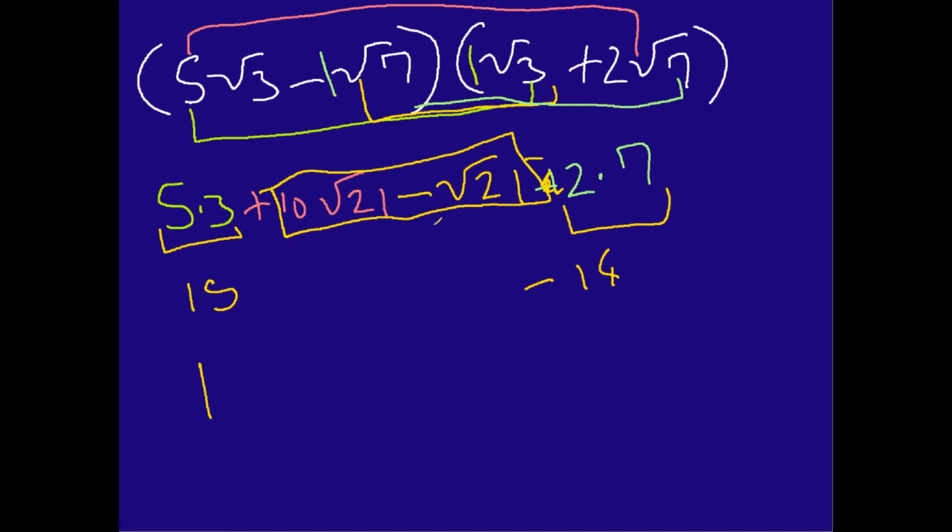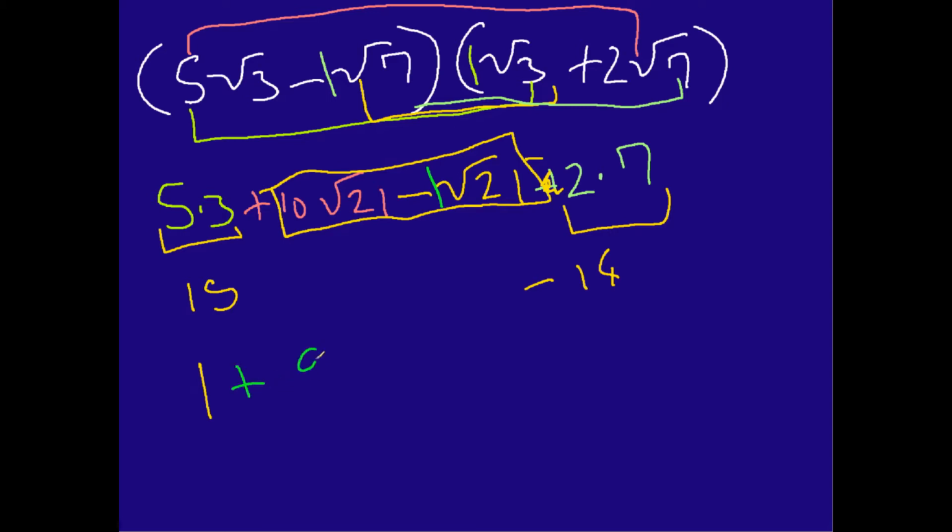Again, using a little bit of imagination, just imagine there's a 1 right here in front of this, and notice we have the same radical here, so we can just subtract like normal. So eventually what's going to happen is that we're going to have 10 minus 1 times the square root of 21. And so that's going to come out to 9.